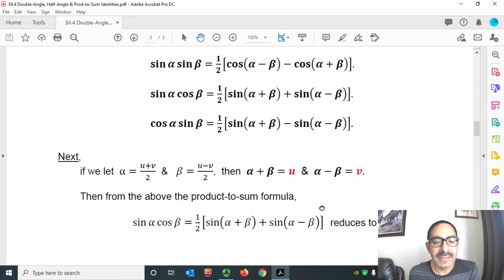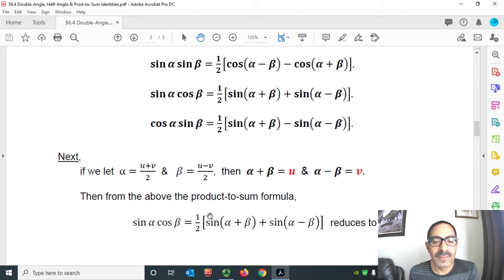Great. Next, if we let alpha equal (u plus v) over 2 and beta equal (u minus v) over 2, then add these two. Alpha plus beta turns out to be, adding these two fractions on my right side with the same denominator, v cancels, so 2u over 2, which is simply u. Similarly, if we subtract these two fractions, then alpha minus beta turns out to be simply v.